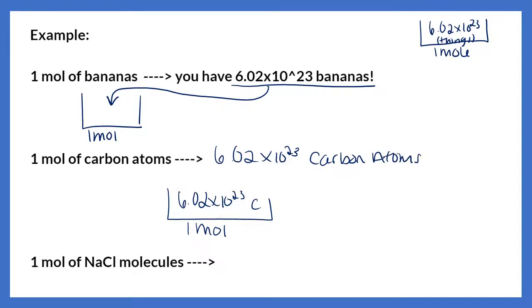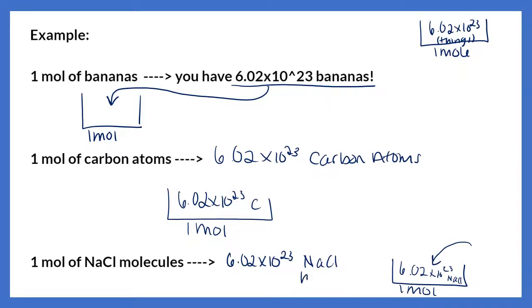If I have 1 mole of NaCl, that means I have 6.02 times 10 to the 23rd NaCl molecules. I can have a mole of anything. I can have a mole of bananas, oranges, apples, a mole of carbon atoms, a mole of molecules. I could have a mole of Swedish fish, a mole of Skittles.